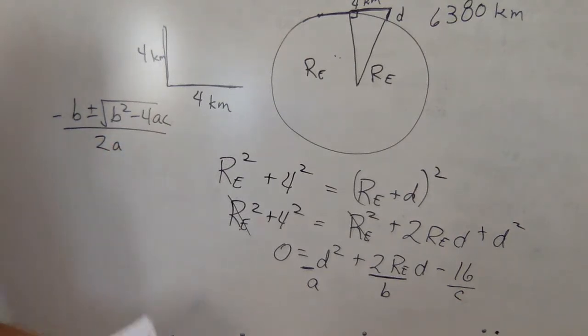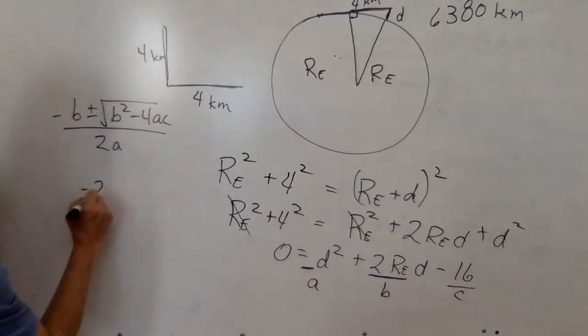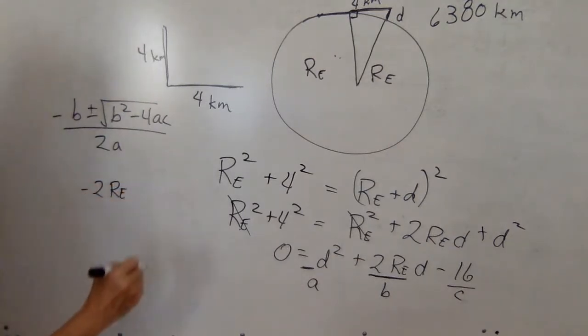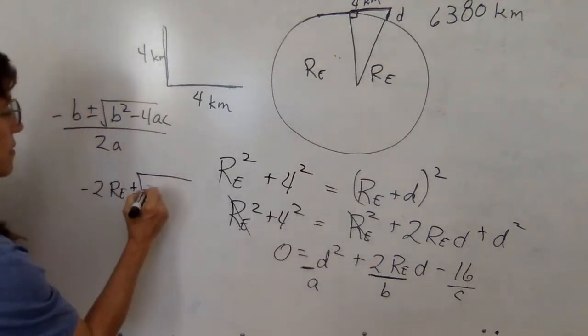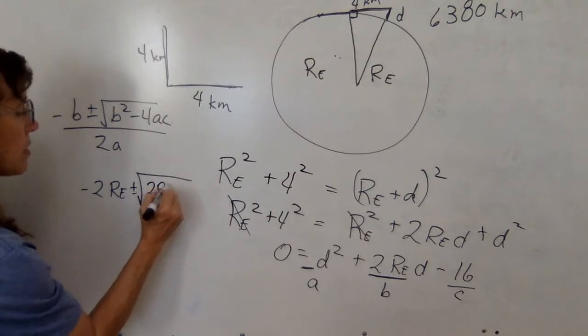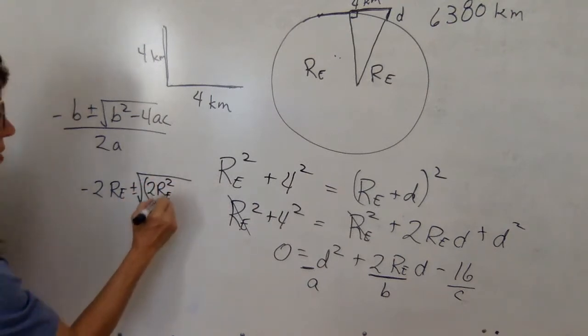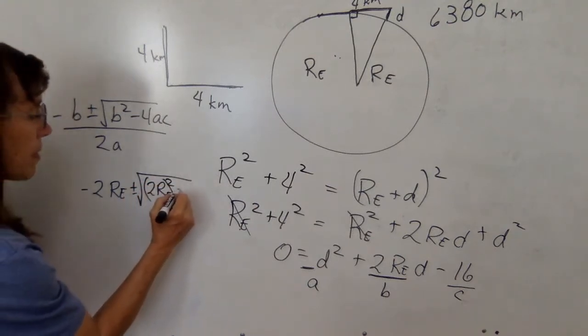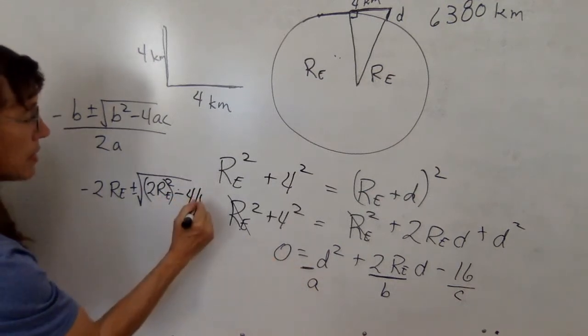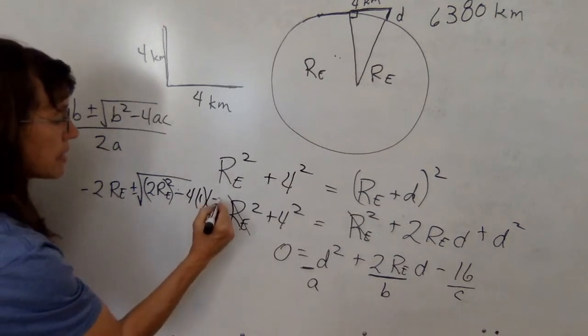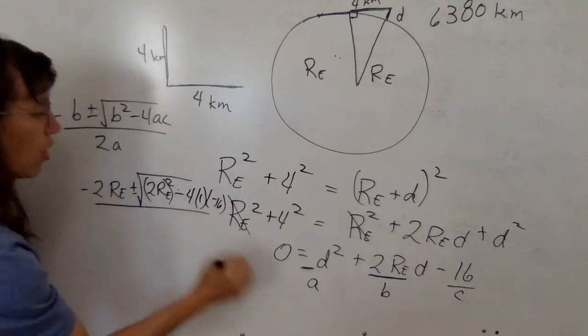And at this point, it's simply a matter of not messing up the numbers as you push them into the calculator. So minus B is going to be minus 2 times that radius of the Earth, minus 2 R_E, plus or minus the square root of 2 times our radius of the Earth squared, minus 4, our A term is 1, our C term is minus 16, over 2A.